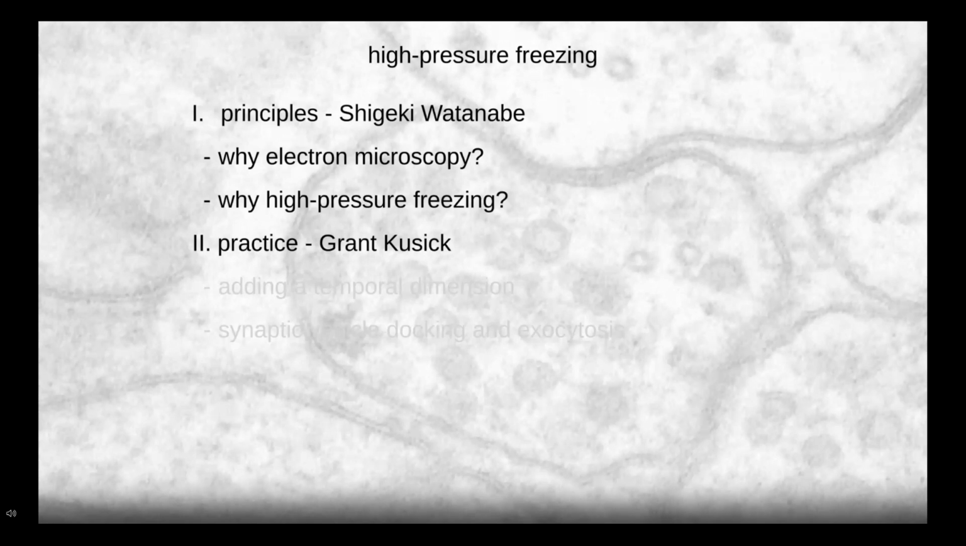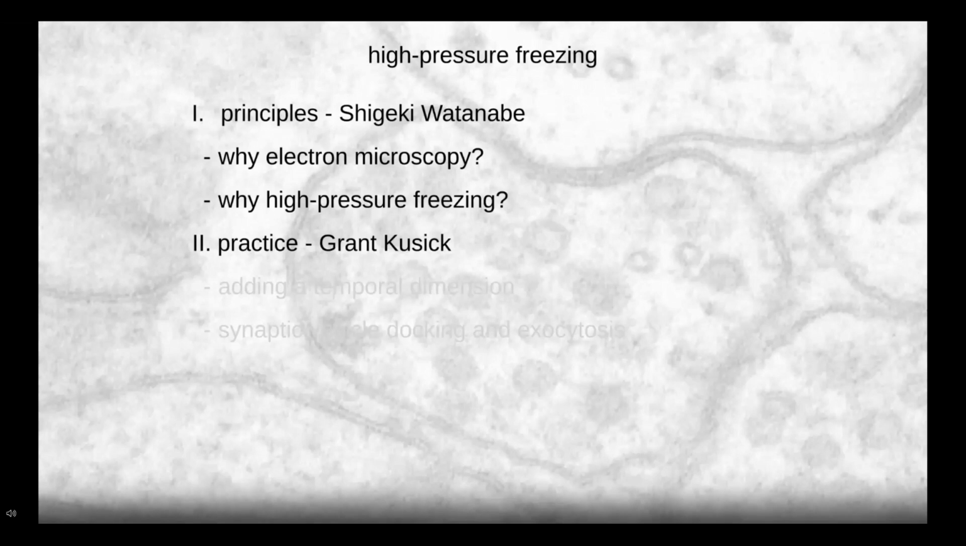And so now I'm going to hand this over to Grant Kusick, who is going to talk about how we can add the temporal dimension to electron microscopy, because all of these samples that you are looking at are basically static images of tissues that are fixed or frozen. So, Grant, take it over.